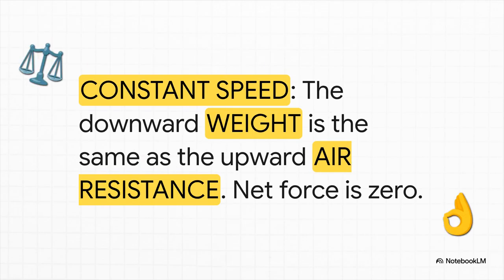But once they hit terminal velocity, the whole picture changes. Their speed is now so high that the upward force from air resistance has grown to be the exact same length as the downward arrow for weight. The arrows are equal, the forces are balanced, the net force is zero. And what happens when the net force is zero? No more acceleration, constant speed.